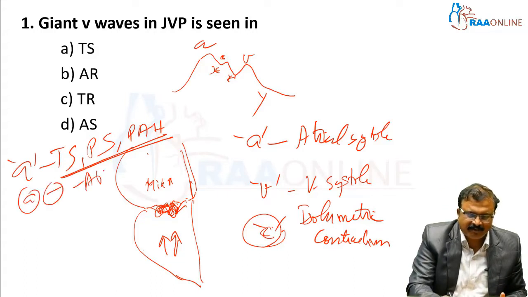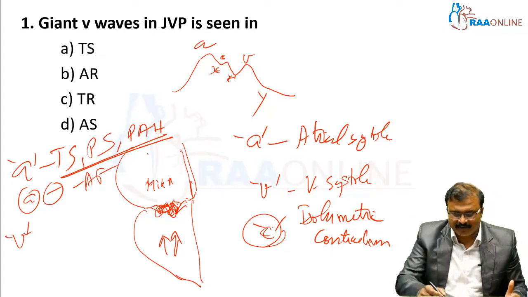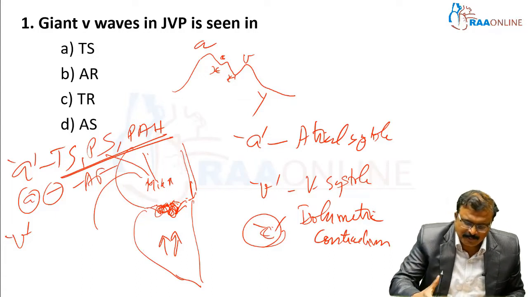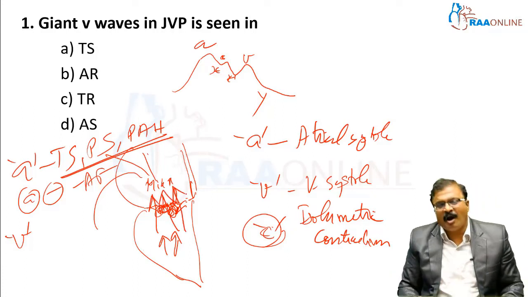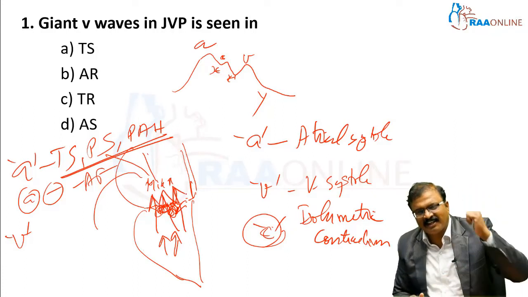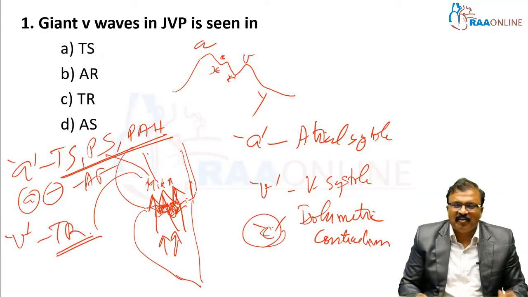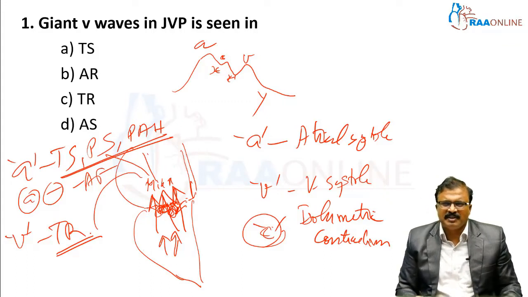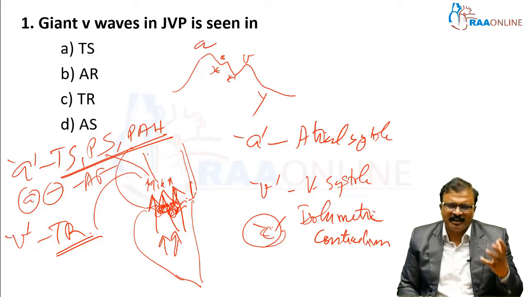Atrial fibrillation, no A wave. What happens to V wave? When you get a prominent V wave, there is more filling coming from the venous system, but when there is a tricuspid regurgitation, more blood through the leak goes to the RA along with venous return. Tricuspid regurgitation will produce a prominent V wave. So, this is the concept of JVP. For A wave, V wave, C wave, you should know the mechanism and where you get them.